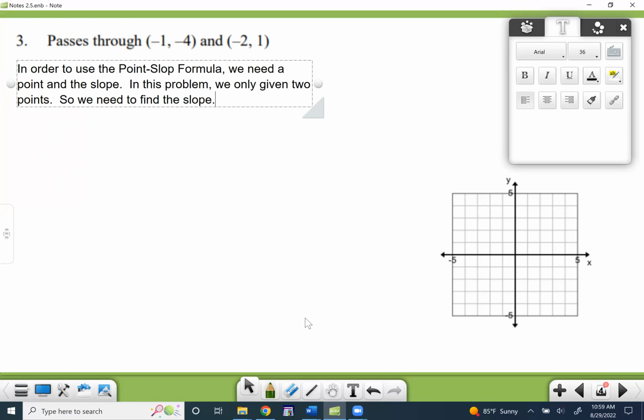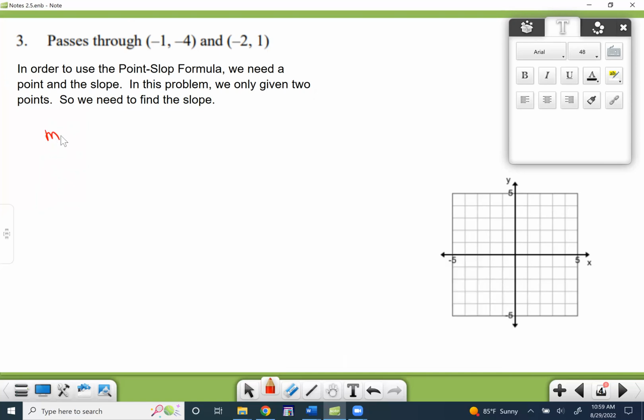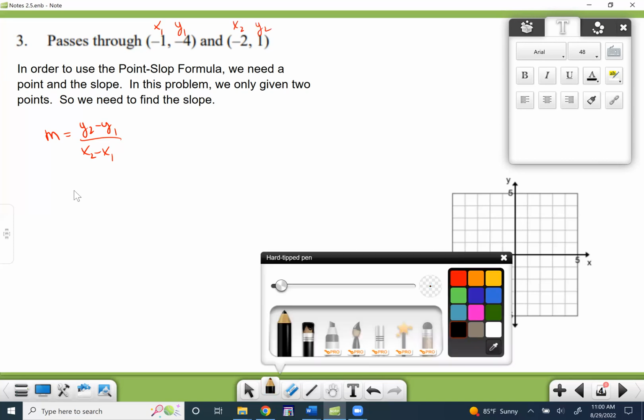Earlier in the class, specifically last section, we learned the formula for slope. So we learned that m equals y2 minus y1 over x2 minus x1. So we're going to go ahead and label the points up here. We can substitute them into this formula. So here we go.